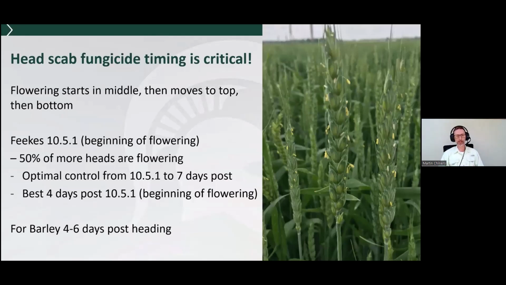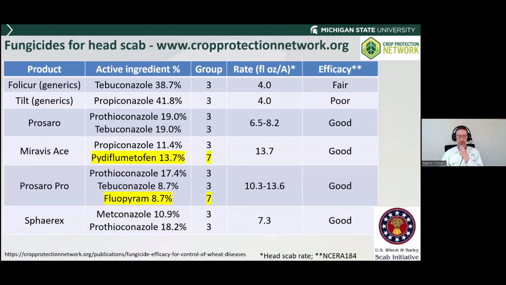There's a little bit of data to suggest that hitting around 4 days post the beginning of flowering is ideal. If you had the ability to really time that application, that's when you might want to do it, to get the most DON suppression that you can. But generally, within that 7-day window is ideal. If you go later than that, your fungicide efficacy is going to drop off considerably. Go earlier, the same thing. And for barley, we're looking at about 4 to 6 days post-heading for disease control on that crop.